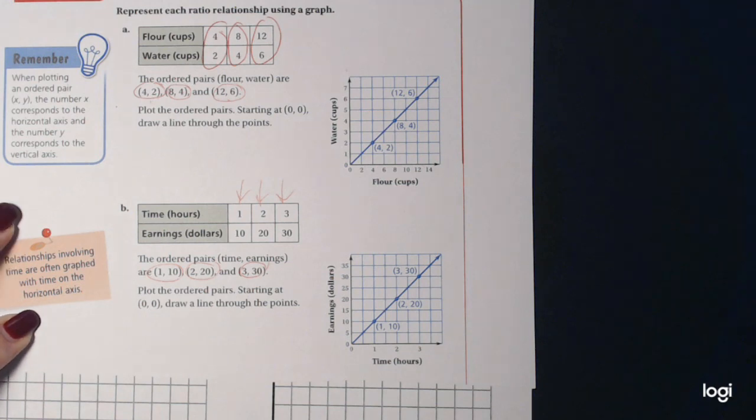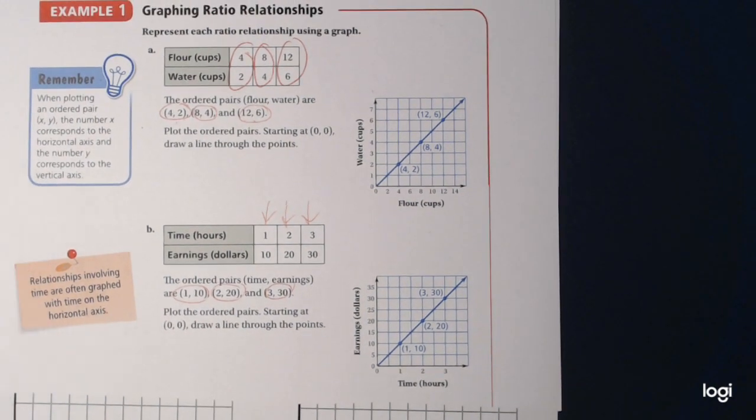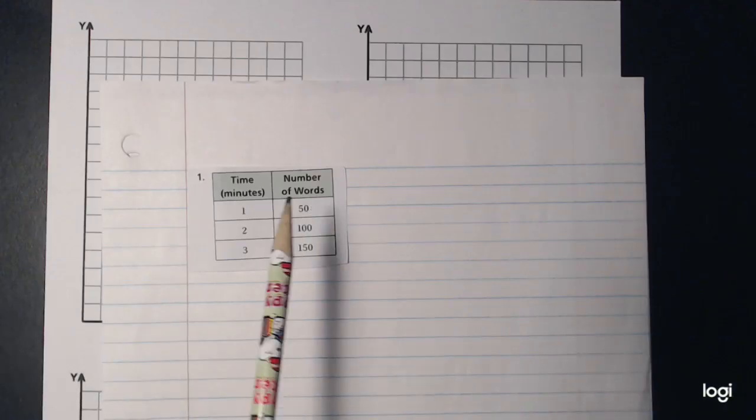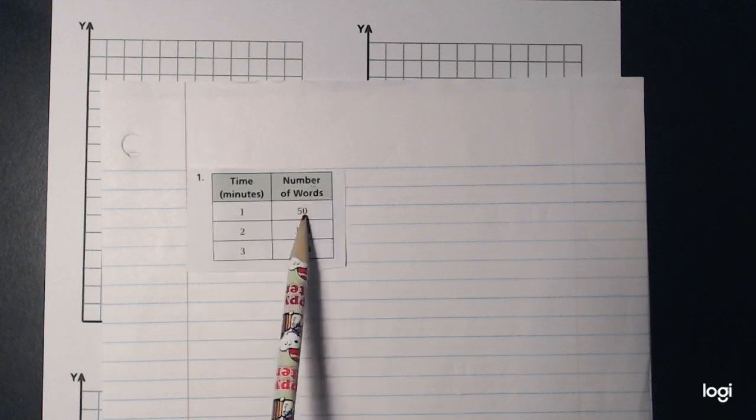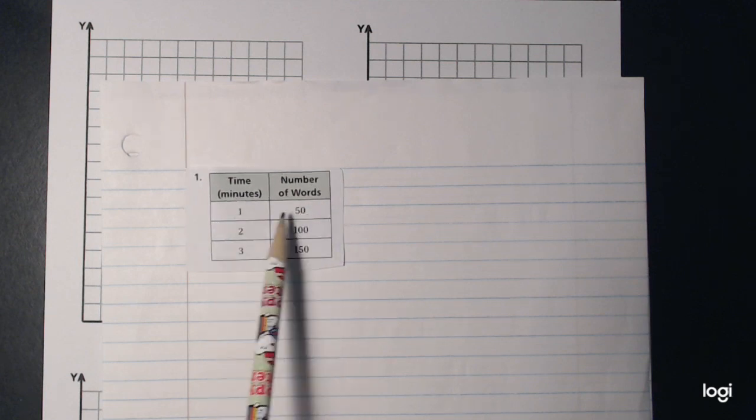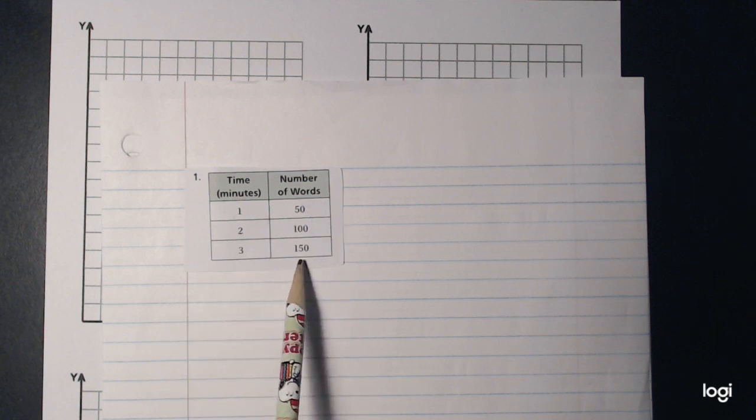So we're going to make a couple of these on our graph paper to help us understand exactly how to do this. All right, so the first one we're going to graph is time here in minutes and the number of words. The number of words we typed per minute.